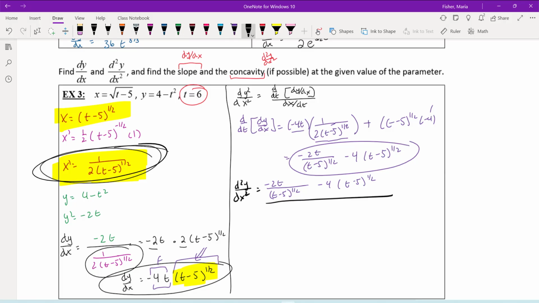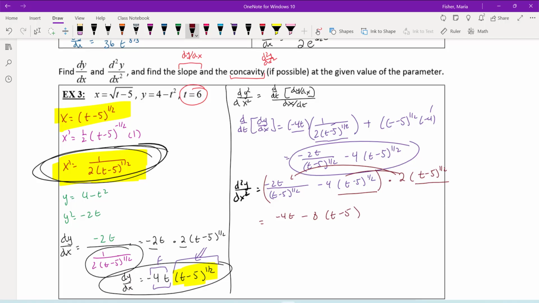Well, dx/dt is this guy. But remember, if we're dividing by that, we're just multiplying by the reciprocal. So if we just multiply this guy by the reciprocal, we'd be multiplying by 2 and then (t minus 5) to the 1/2, because that would be the reciprocal of that. If I distribute, I'd end up with negative 4t. The (t minus 5) to the 1/2 will cancel. And then to here I'd have negative 8, and then (t minus 5) to the 1/2 times (t minus 5) to the 1/2 is just going to be a t minus 5.